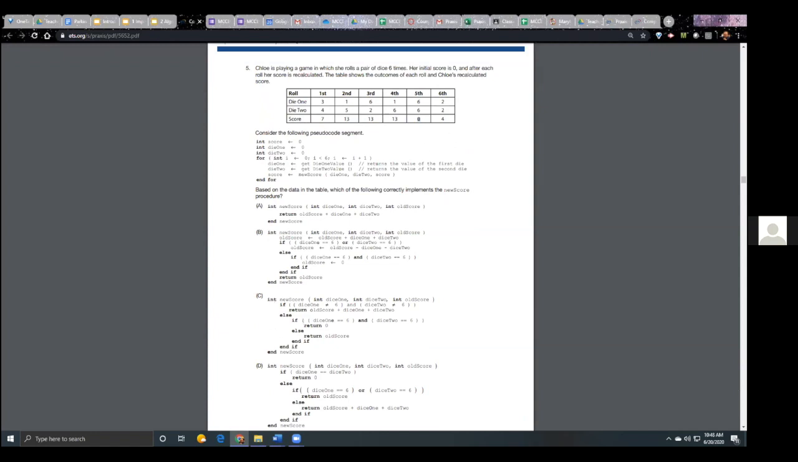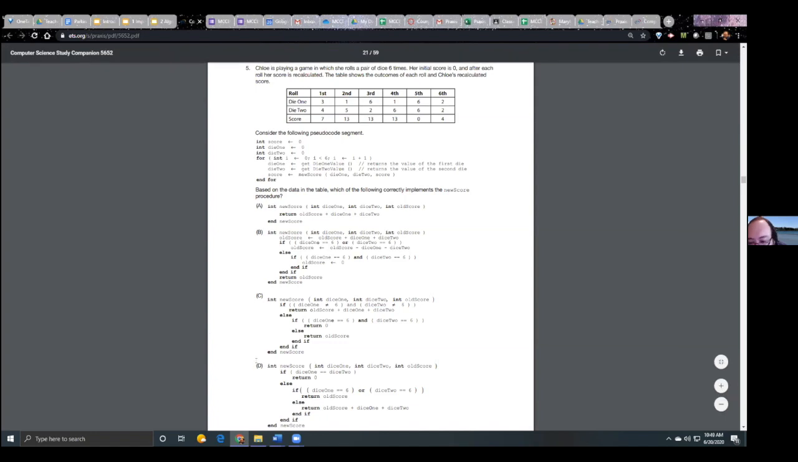No. So on the sixth one, it would have said, well, this one is not 6 and this one is not 6. So it'll return old score 0 plus dice 1, 2, plus dice 2, 4. Right, so C is okay. That seems to be matching, but let's just read D to be 100% sure.